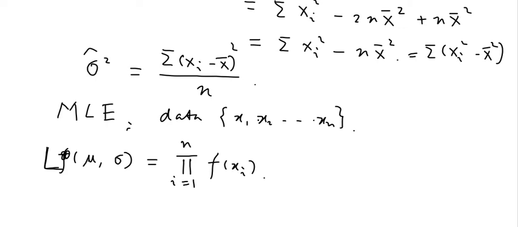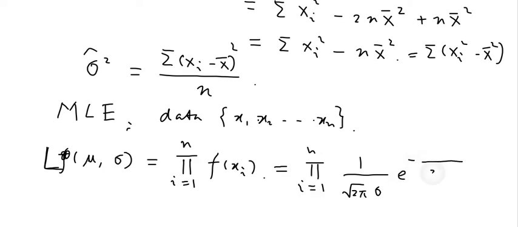So for the normal distribution, the density function is 1 over radical 2 pi sigma, times e to the negative (x minus mu) squared over 2 sigma squared. So this is the formula, but here x takes xi.